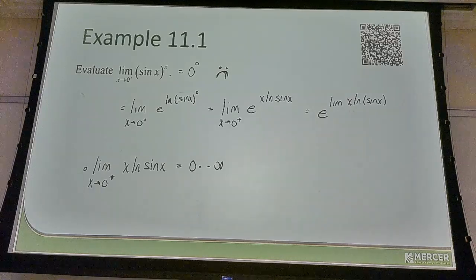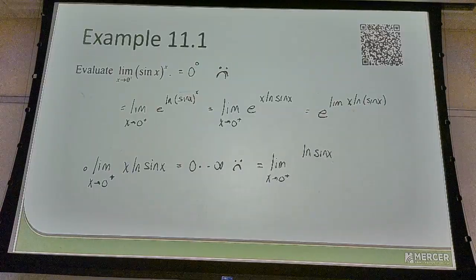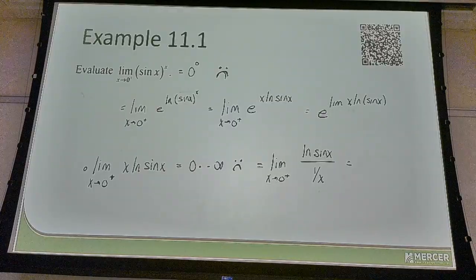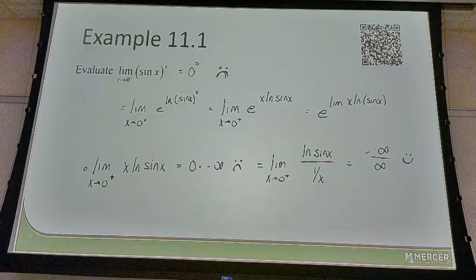But that's still not proper form. Well, can't we write this? Now what do you get? Minus infinity. You can take the minus out. That's proper form.